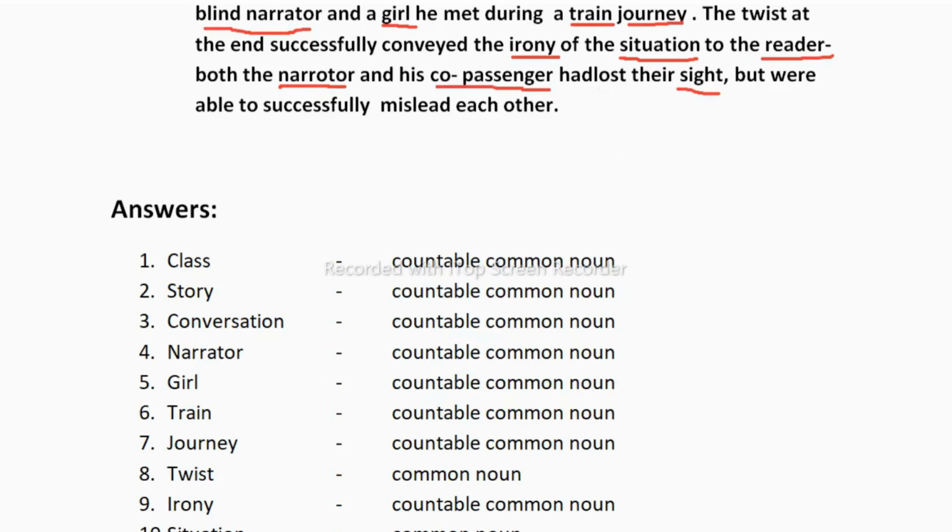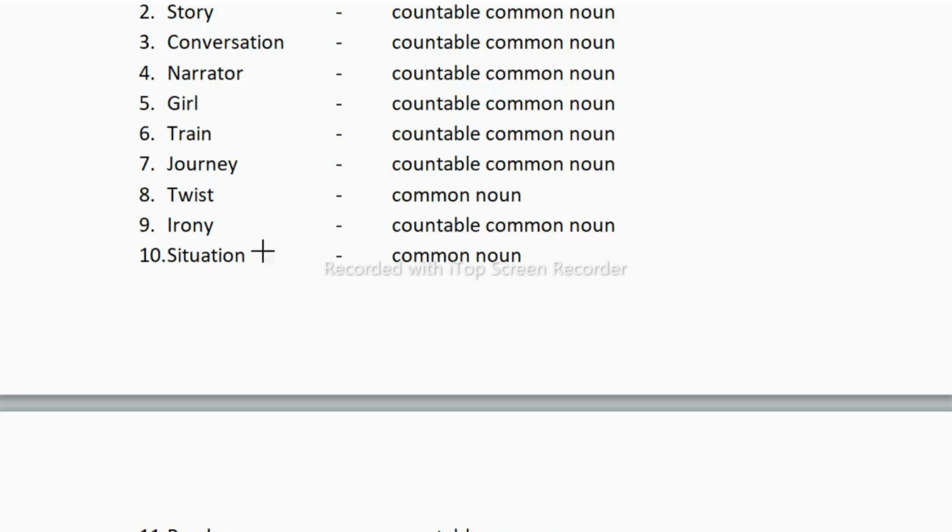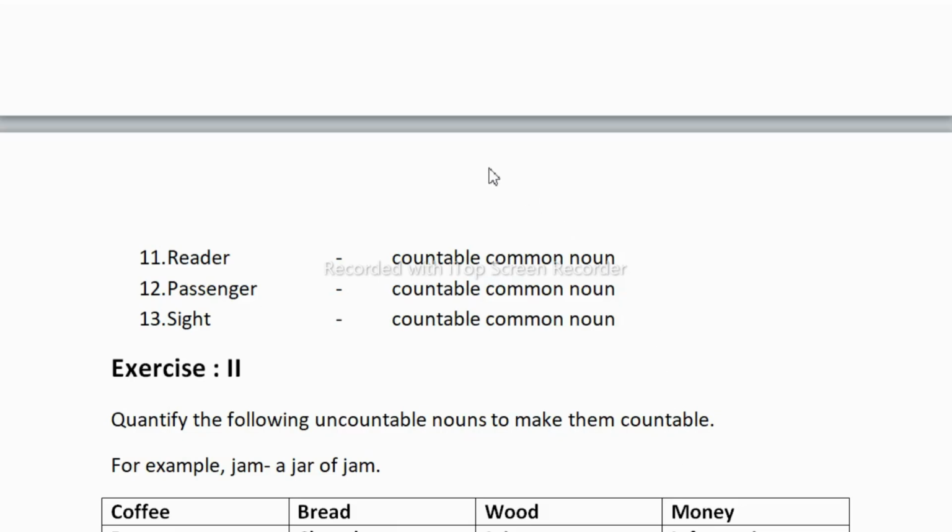Now let us see which of these nouns are common, countable or uncountable nouns. So here you can see the class, which is countable, we can count the classes, so it is a countable common noun. Story is also a common noun. Conversation, narrator, girl, and train, these all are countable common nouns. Twist is a common noun. Irony is also a common noun. Situation, reader. So as you can see in the third passage, all are common nouns. There is no proper noun here.